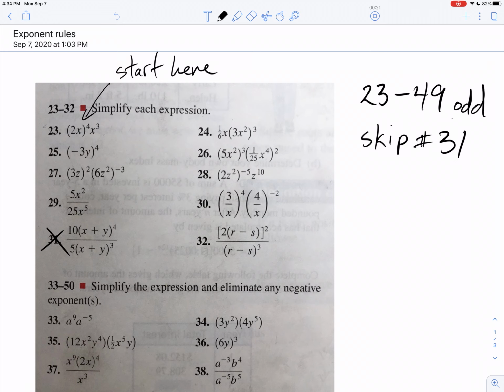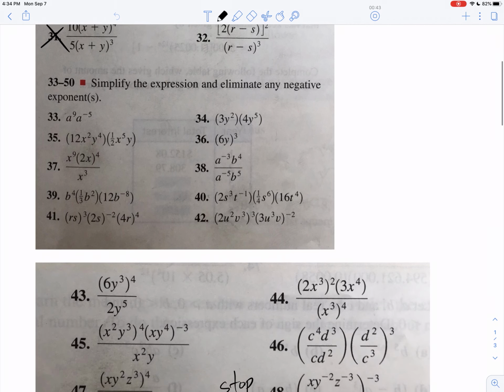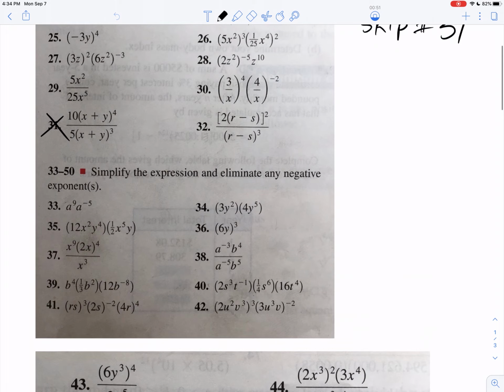What I want you guys to do is work on these exponent rules. But number 31 is kind of a sneaky question. We will talk about it later on in the chapter, but I don't want to include it here because all of the problems you're looking at in this section are monomials. Monomials are not separated by plus or minus signs.